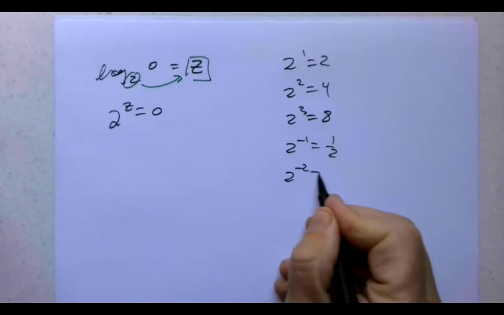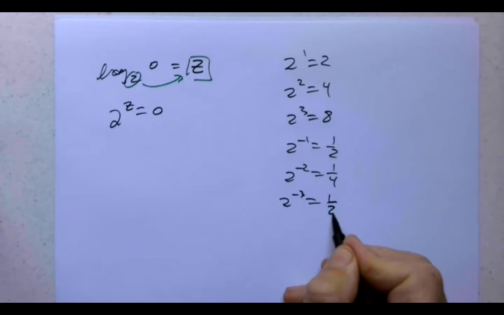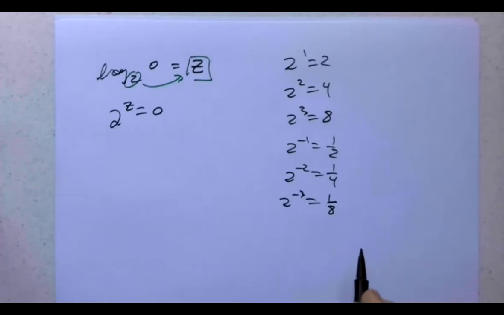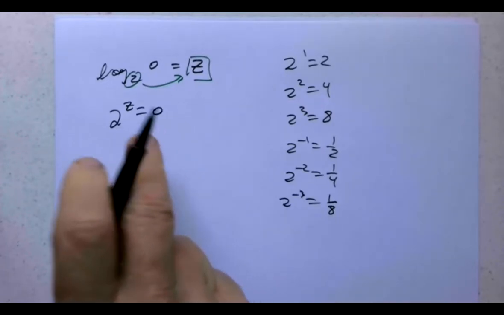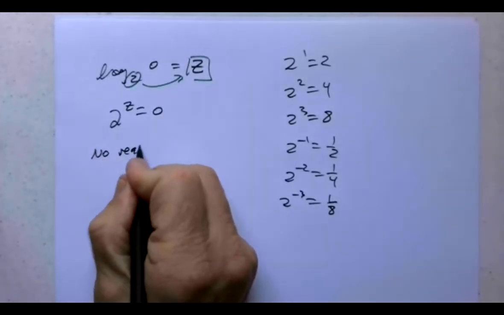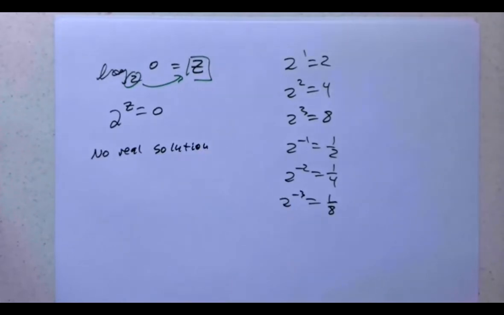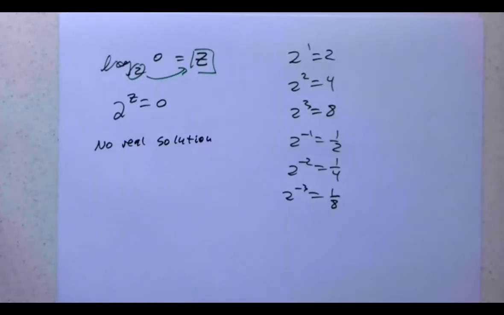2 to the negative 2 is a quarter. 2 to the negative 3 is an eighth. I'm not seeing 0. Am I ever going to get 0? No. I mean, you may get close, but you're never actually going to get to 0. So again, no real solution. It reminds us you can only take logs of positive numbers. You cannot take a log of 0. So log base 2 of 0 is not going to have a solution.